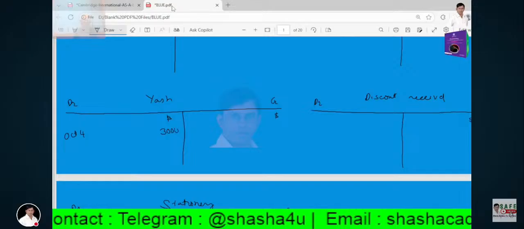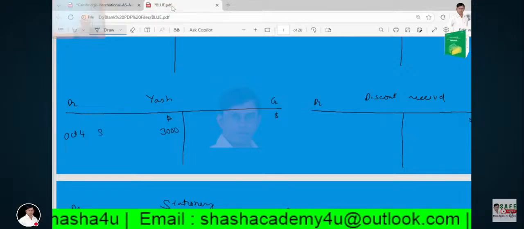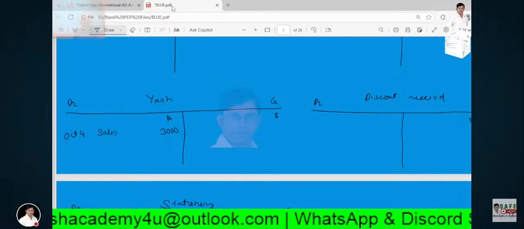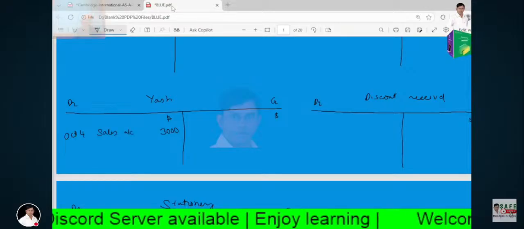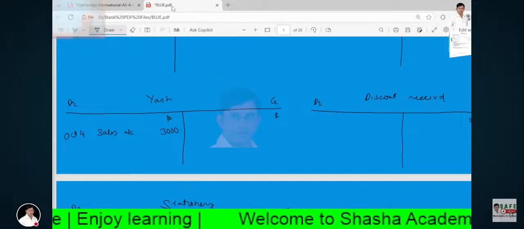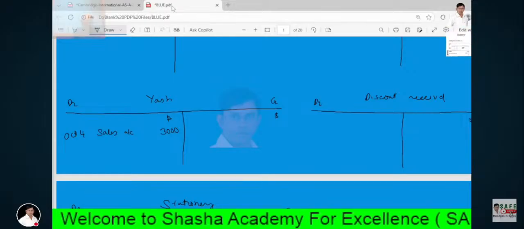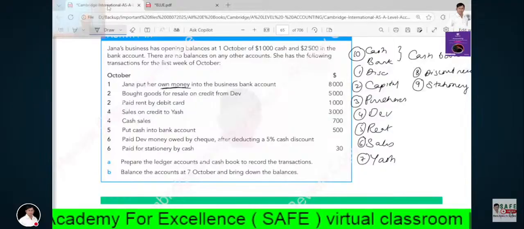Why are we debiting him? Because we have sold goods to him. Because Yash is the receiver, the account that receives. Yash account receives, so debit the account that receives. Next.